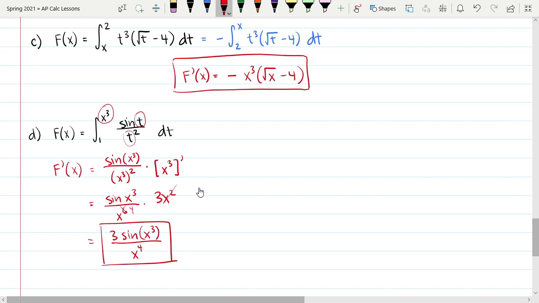So again, in a situation like this, where your upper limit is almost just an x, it's actually a function in terms of x. So if your upper limit is more than an x, you get to do the exact same thing. You just replace the t's with that expression, but then you have to multiply by the derivative of that function in terms of x because of the chain rule. Okay, so that is the fundamental theorem of calculus part 2. All right, good luck.